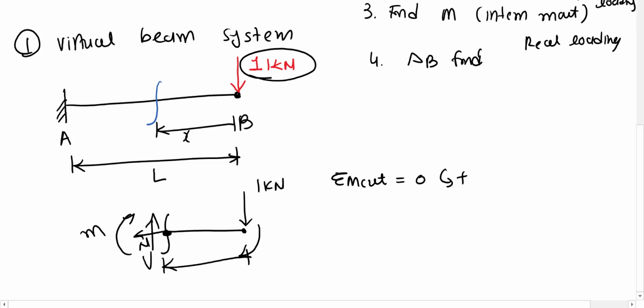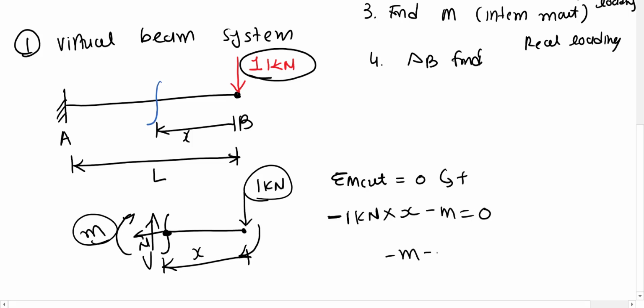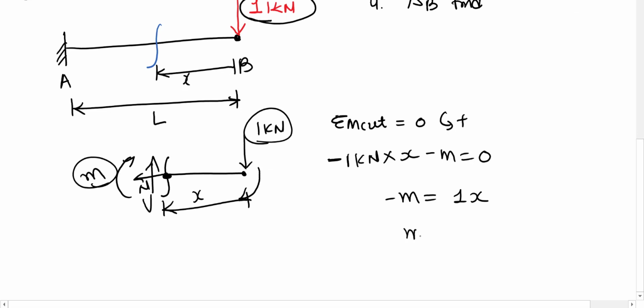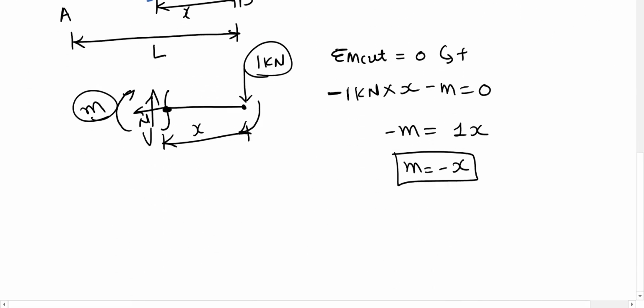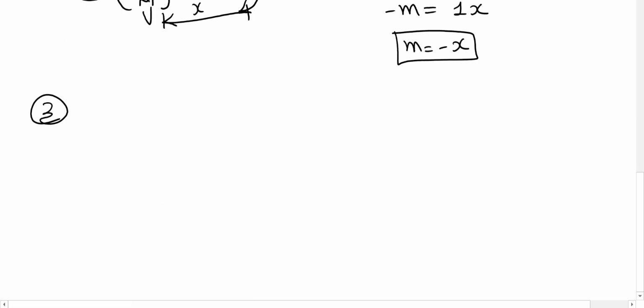So we take the moment at this cut. This 1 kilonewton creates a negative moment, and this distance is x, so minus 1x, and this moment is minus m, equal to 0. So minus m equals 1x positive, so small m equals minus x. So this is what we found in this second step.